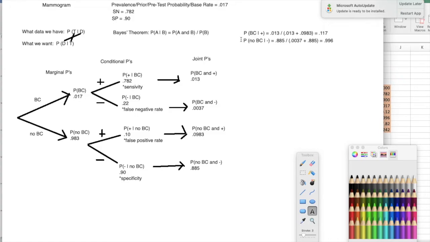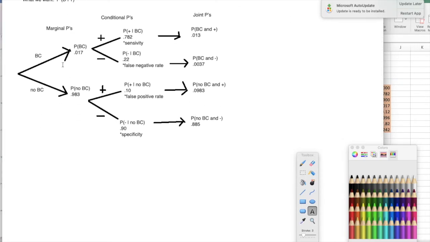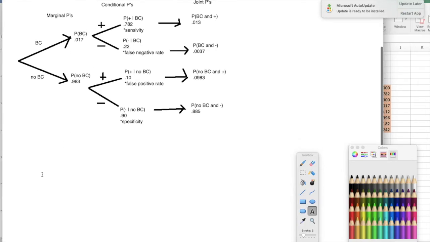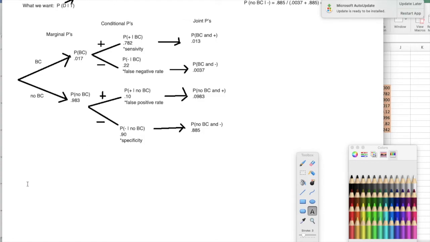Now, what's cool is what would you do? Because we already know that this person had a positive mammogram, and now their posterior probability of having breast cancer is only 12%. What we would probably do is recommend another test. Well, what would you do here then? You would update your priors. So now, this tree diagram, we redo it.